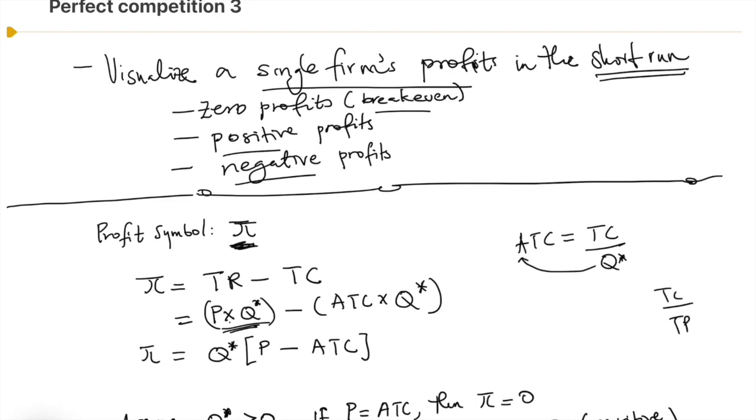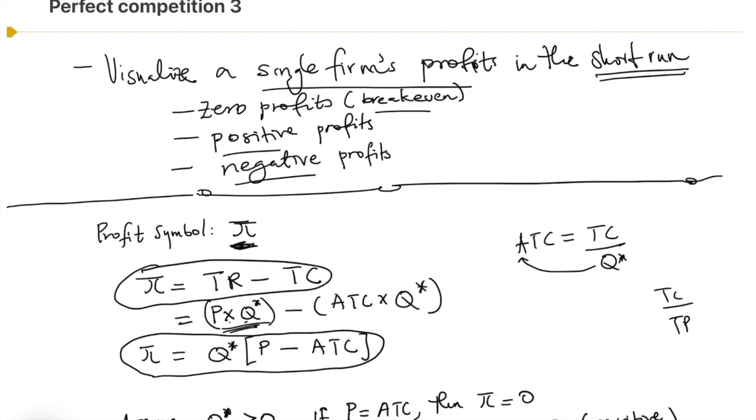Now, when you multiply that Q star by average total cost, you should get total cost, right? So average total cost times Q star is total cost. Now, I can pull that Q star out, and I will have P minus average total cost. So this is another nice way of writing the profit formula. You could write it this way up here, or you could write it this other way. It's all fine.